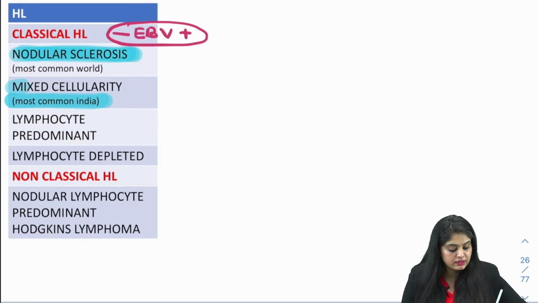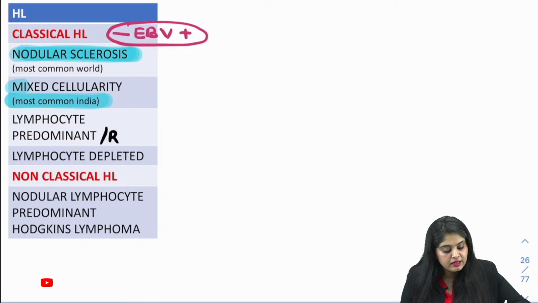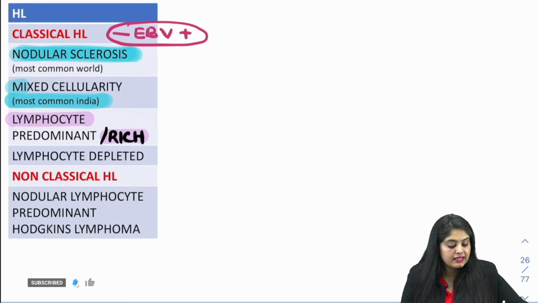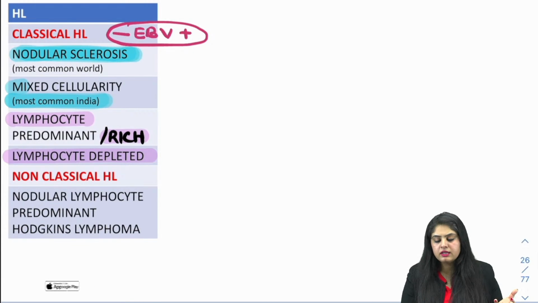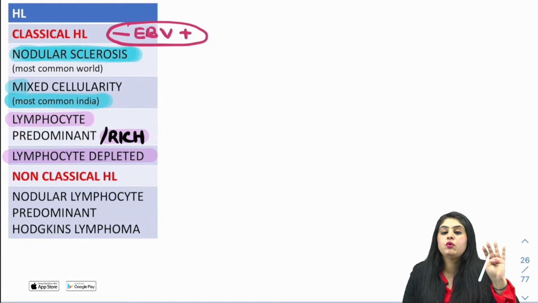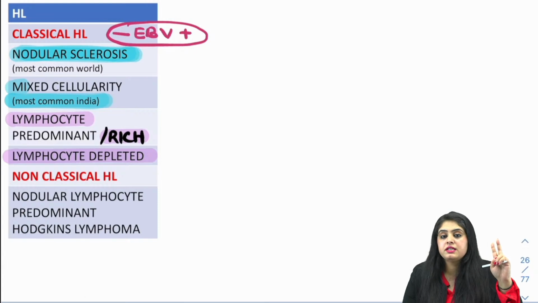Then two more. There is going to be something known as lymphocyte rich, when there are too many lymphocytes. And the other is lymphocyte depleted, when there are no lymphocytes. Easy to learn, right? Either too many lymphocytes or no lymphocytes. So what are the four classical varieties? Number one, in the world you have nodular sclerosis. In India you have mixed cellularity, then too many lymphocytes or too few lymphocytes. These are the four types.